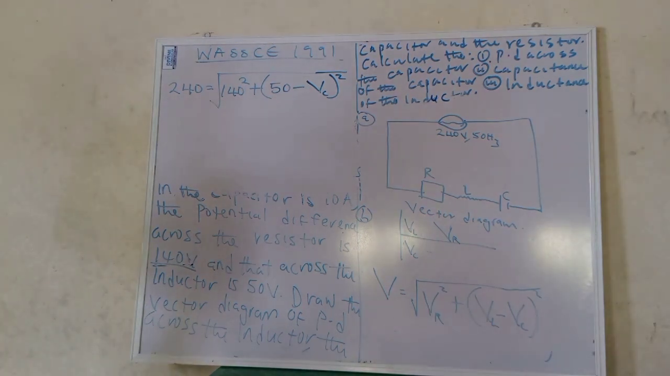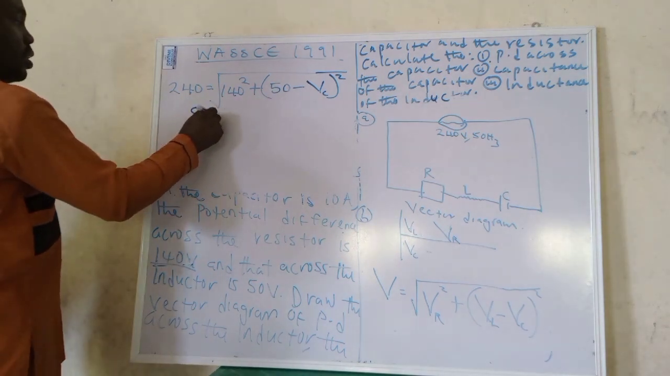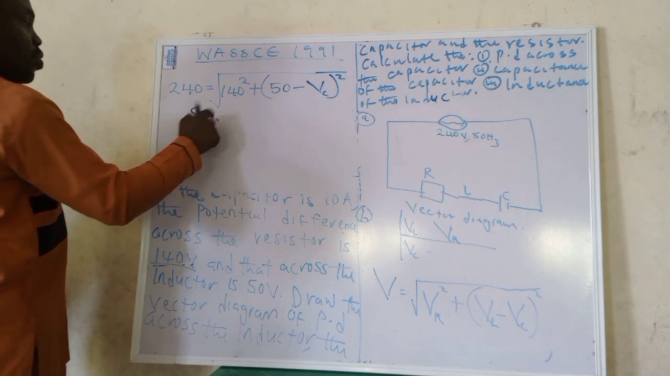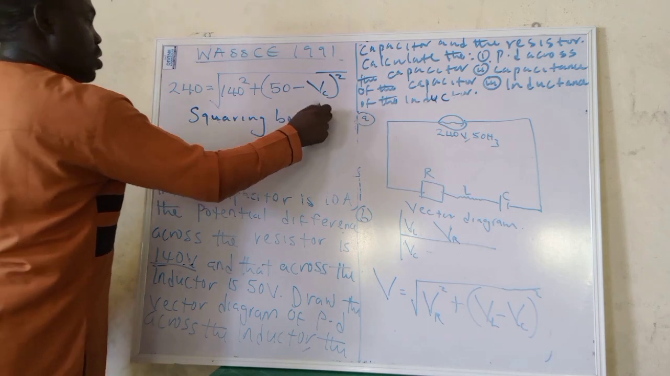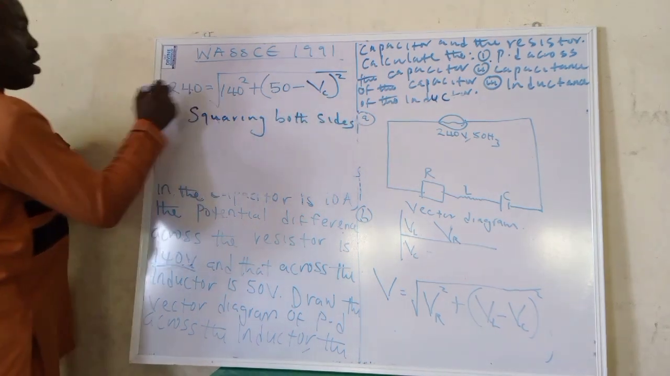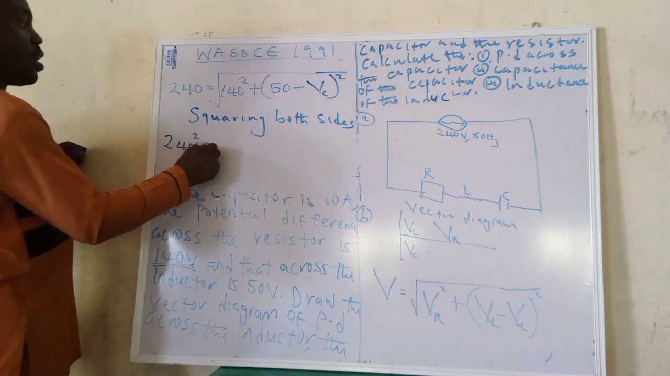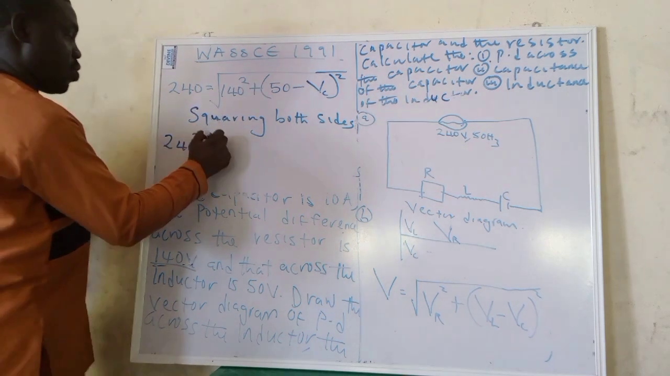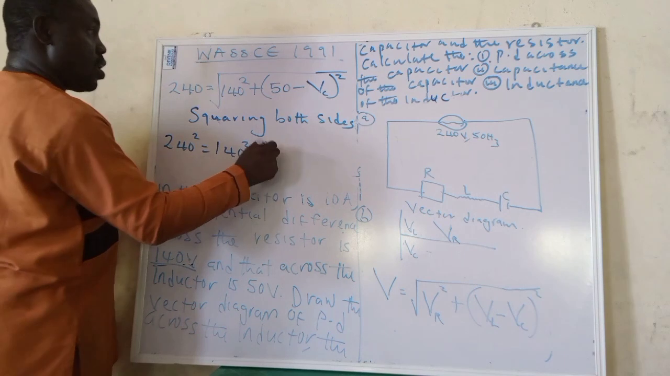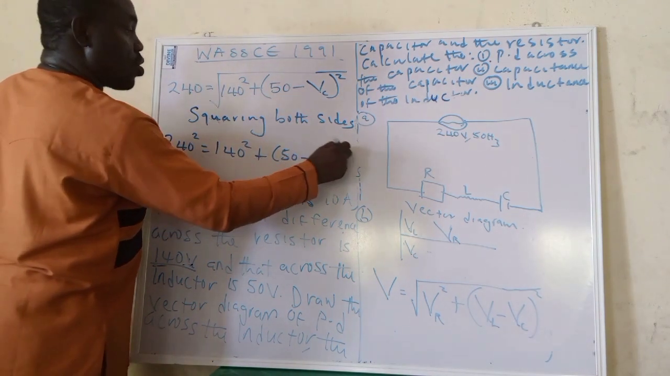So we have VC. Now, if you look at the question now, we can easily find this by squaring both sides. We square, or we say squaring both sides. Please, somebody should help us now quickly. So we have 240 square. The square cancels this. I hope you know that. Square cancel. So we have this. So we have 50 square.